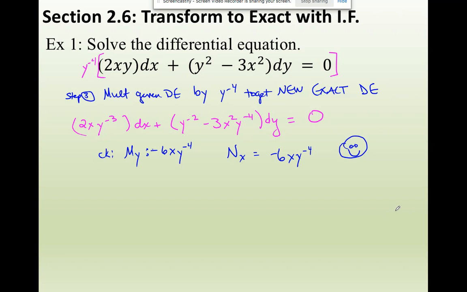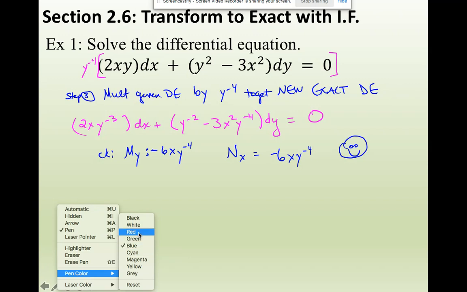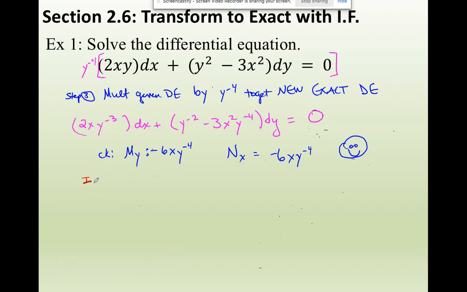Exact. Now I just go and solve by the integrating factor method. So how do I do that? First, remember I integrate and look at which one, my new M or my new N, is easier to integrate. If I have 2 terms, I would default to this one. So I'm going to integrate 2xy to the negative 3 dx. And I get x squared over 2. Those 2 go away. Y to the negative 3 is just a constant.